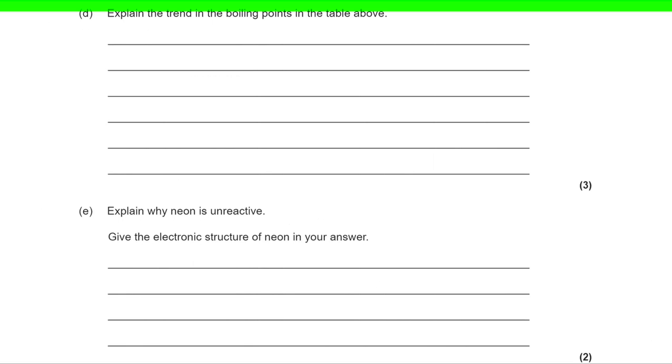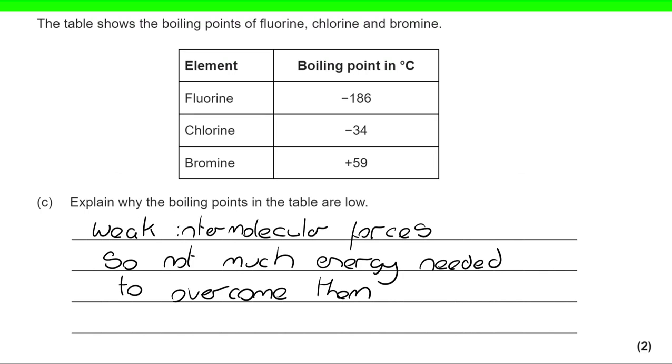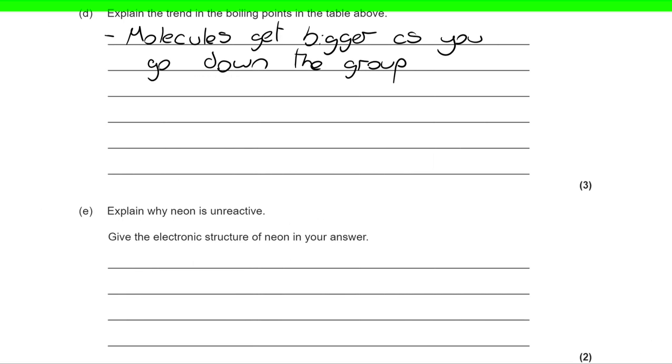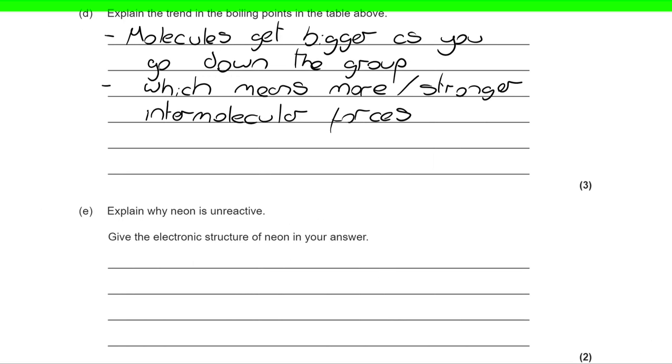Moving on to part D, explain the trend in the boiling points of the table above. Now what you notice, going back for a second, is that as you go down the group, the boiling point gets higher. That's because the molecules get bigger as you go down the group. Why would that have an impact? Well, if the molecules are bigger, that means there are more or stronger intermolecular forces. And if that's the case, more energy is needed to overcome them. So the boiling point increases. They won't boil until you reach a higher temperature when the extra energy is there.